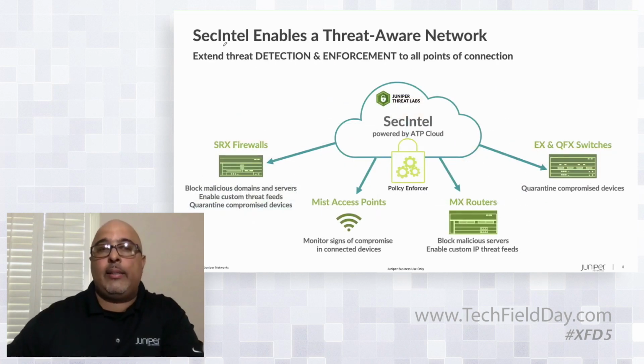Second tail, as I mentioned earlier, is curated threat intelligence from Juniper Threat Labs. It enables a threat-aware network. It extends threat detection and enforcement to all points of connection. Obviously, we extended to our next generation firewalls. Yes, we've extended to our Mist APs. In fact, my colleague Crystal Porter-Carrell is going to show you that, but we also support third party as well.